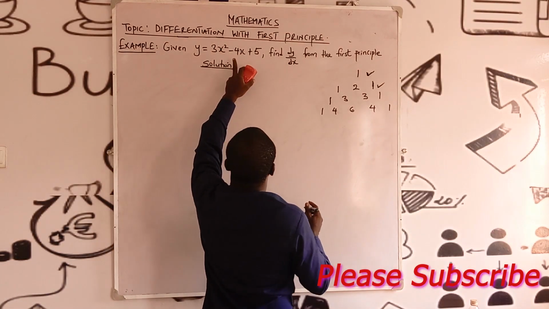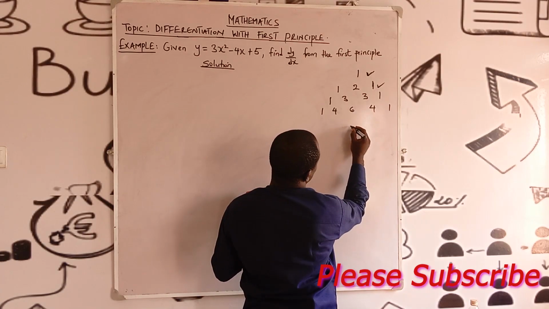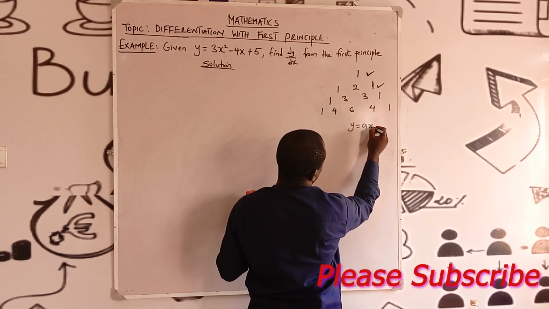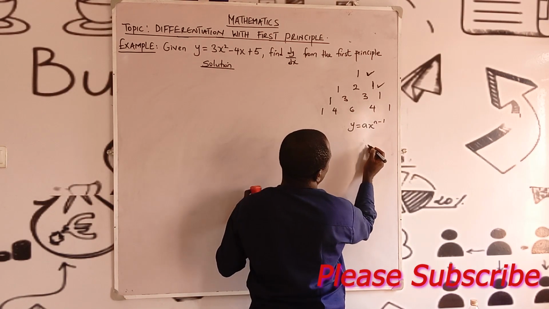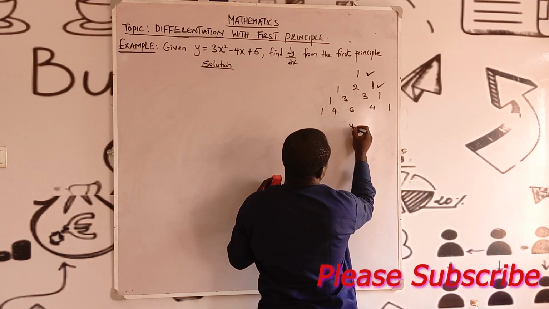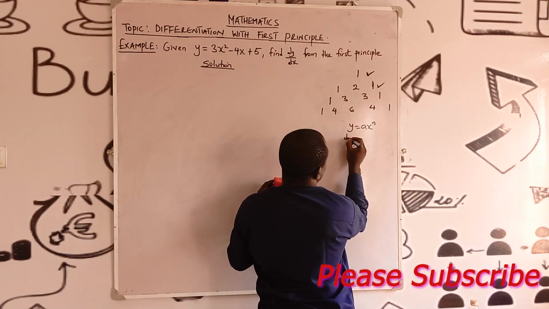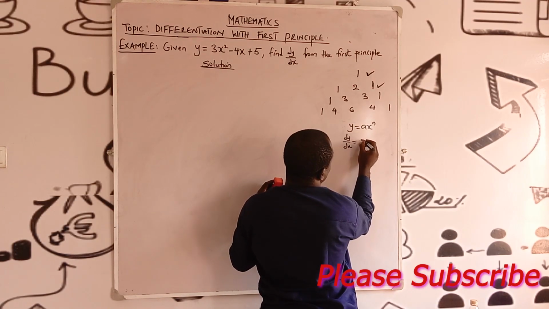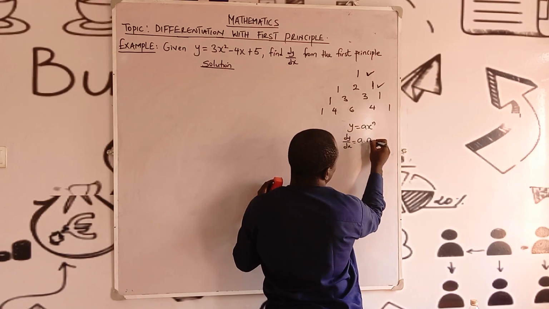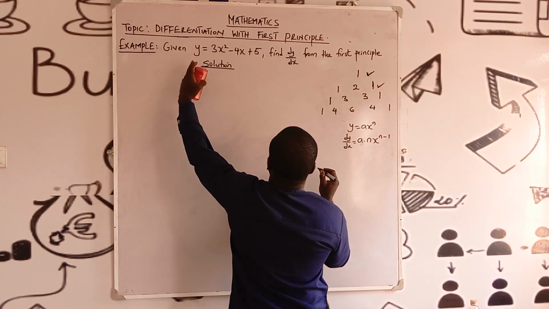And when you are differentiating this with first principle, you can first of all use this method, the general method. Y equals a x raised to n. Now, having y equals a x raised to n, differentiate it: dy over dx equals a multiplied, the n will come to the front, x raised to n minus 1. Now let's apply it for this.